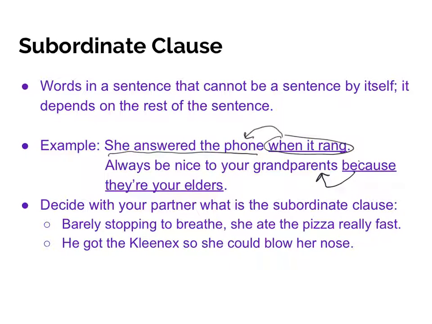So talk to your partner about which part of the sentence you could take out and the rest would still make sense. But the part that you took out couldn't be a sentence on your own. Like these here, they could not be sentences on their own. That's the subordinate clause. So talk to your partner now.